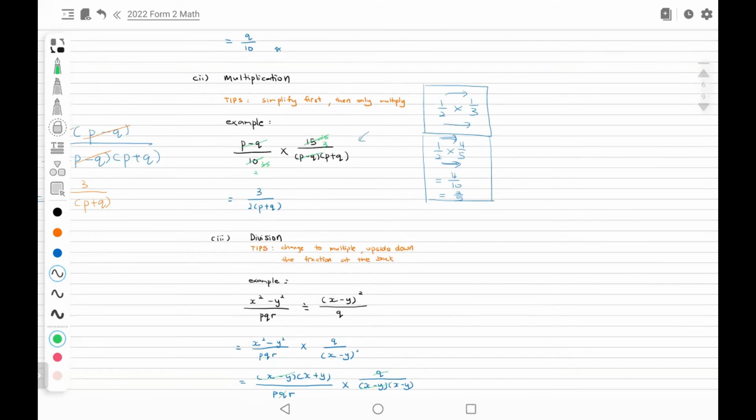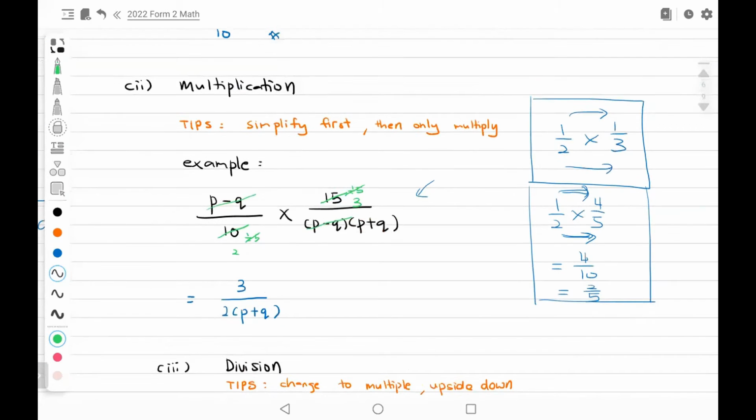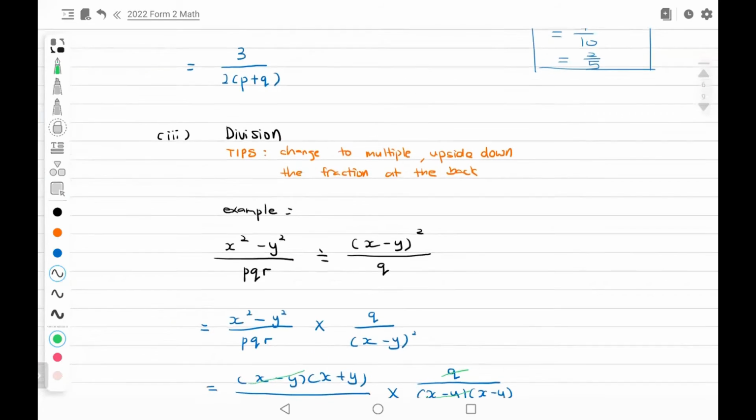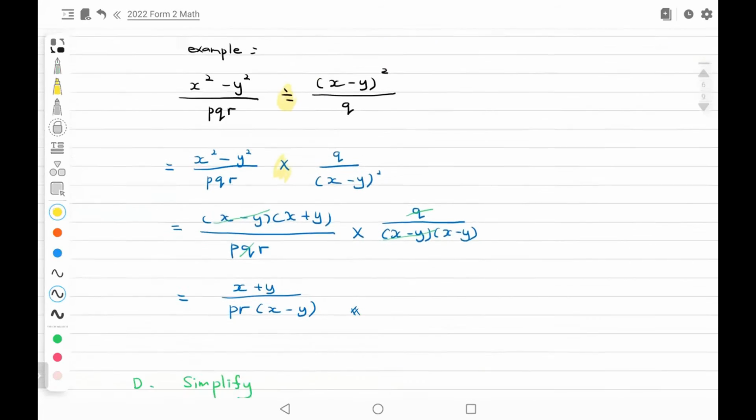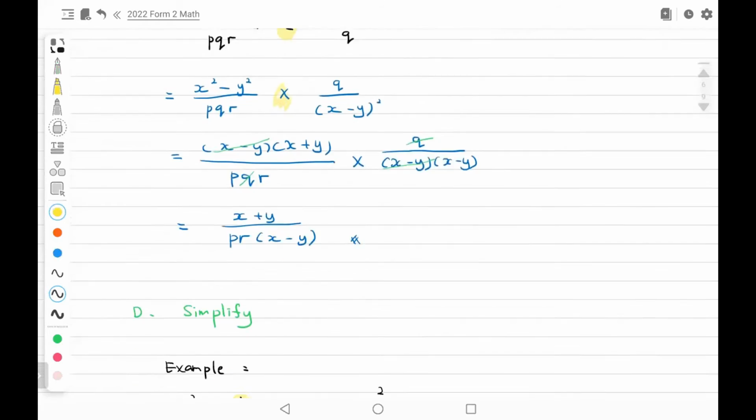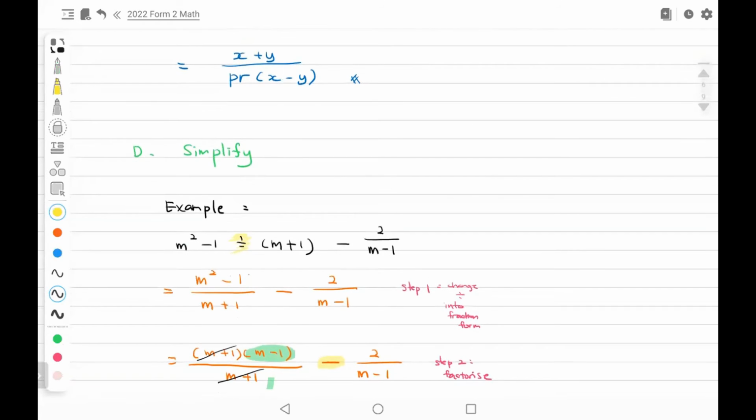Single fraction. Just now, we are somewhere here, right? Multiplication. And for division, one more extra step. Change the symbol of divide to multiply. Then you upside down the fraction at the back. Then you do the same thing again. So that's factorization. And the last part is the 4-in-1, the combination of the 3 types previously, which is expansion, factorization, and single fraction.